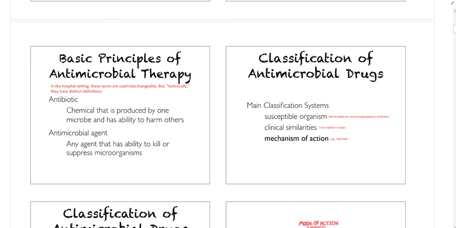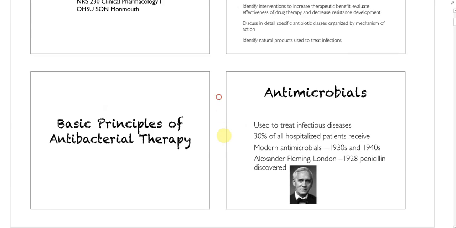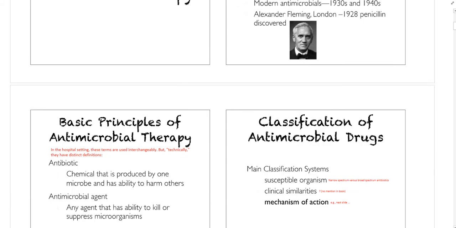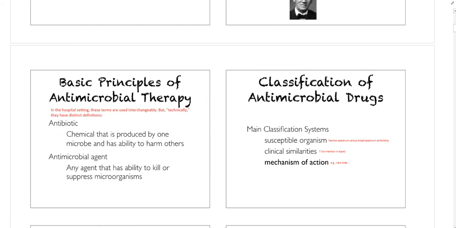So there's a difference between an antibiotic and an antimicrobial, which is why the terms antibacterials and antimicrobials are used in this slide. Antibiotic, from a strict technical perspective or definition, is what's used by one microbe to harm or kill another.